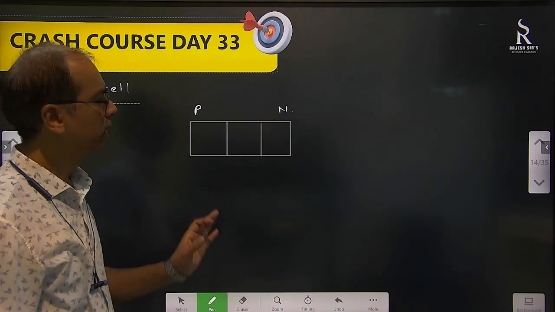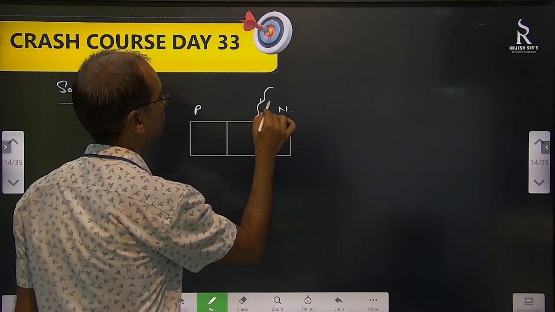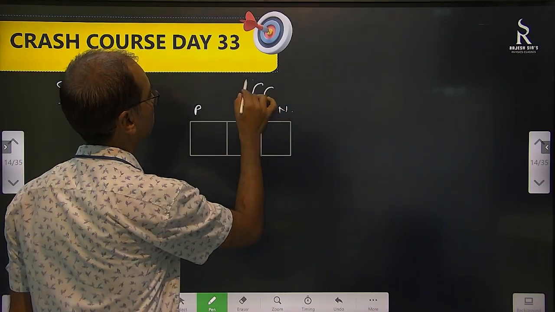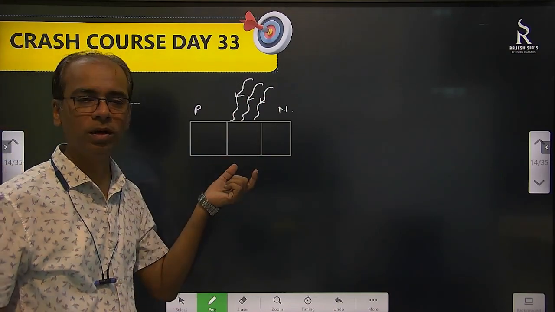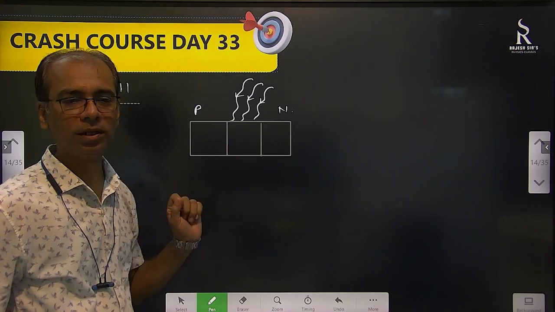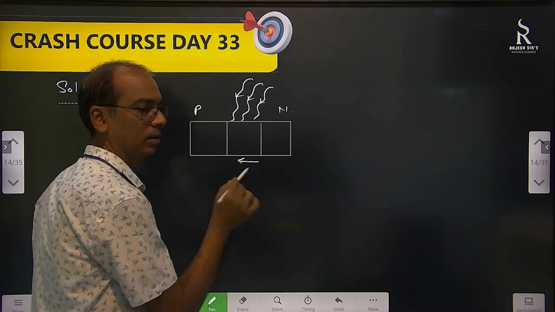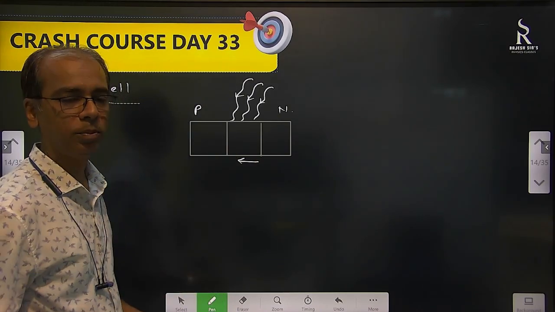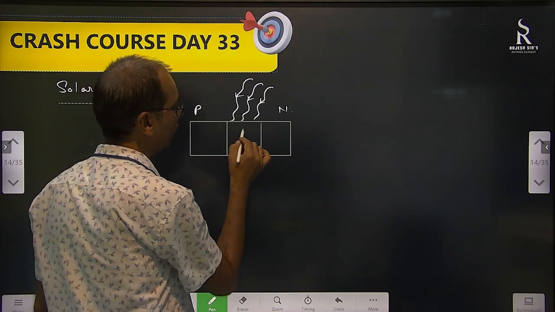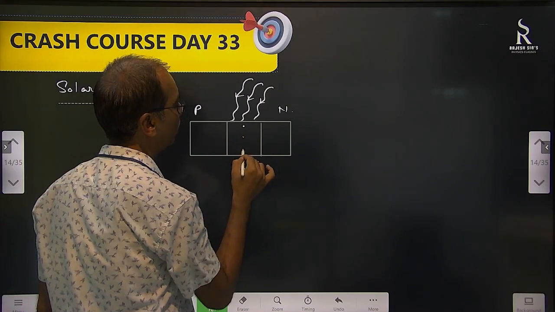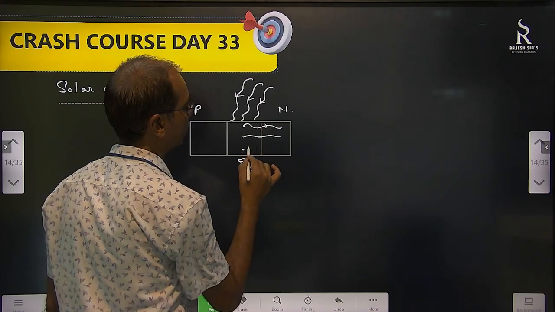And how does it work? Here also photons have to come. Light has to come. It's coming. Again, bonds are broken in the depletion layer, and within the depletion layer there is an electric field because of the barrier potential. So if bonds are broken here, let's talk about electrons alone. What will happen? Electrons will go this side.